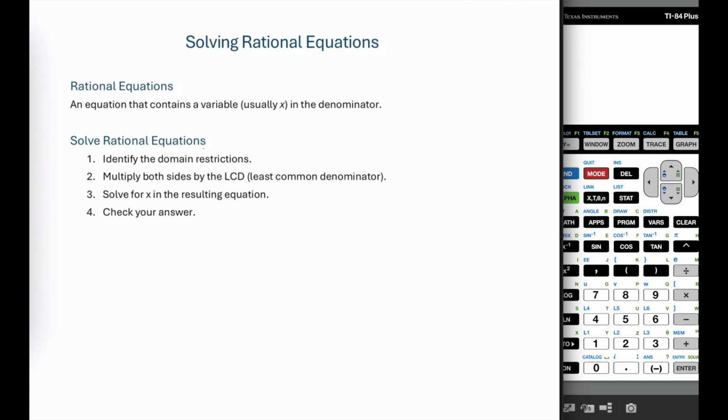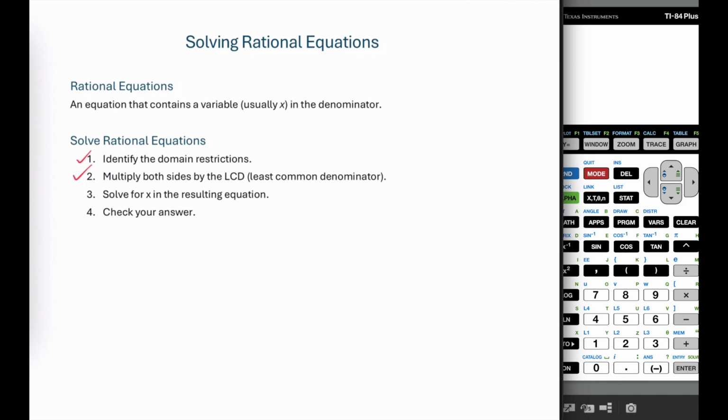A rational equation is one that contains a variable in the denominator of a fraction. To solve a rational equation, the first thing that we'll need to do is identify the domain restrictions, which essentially means to identify the x values that could not possibly be the solution.